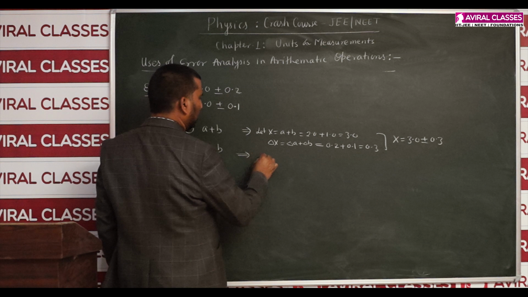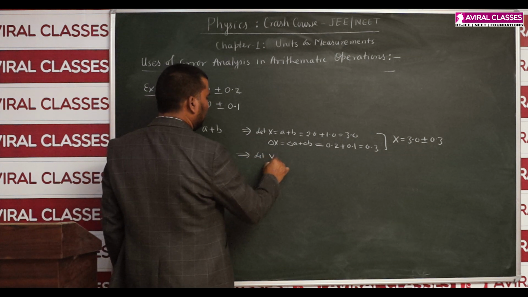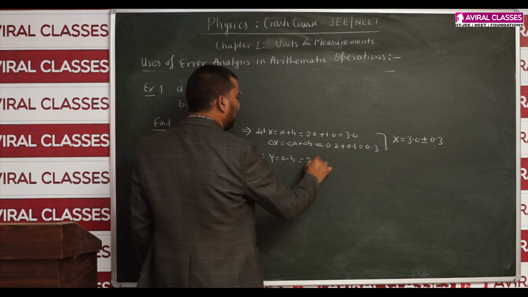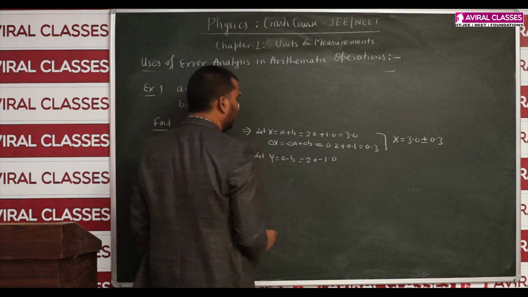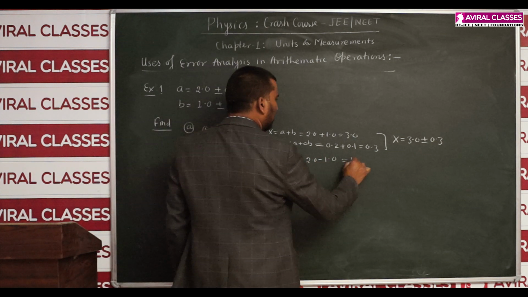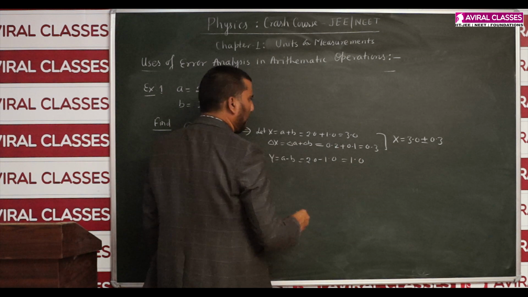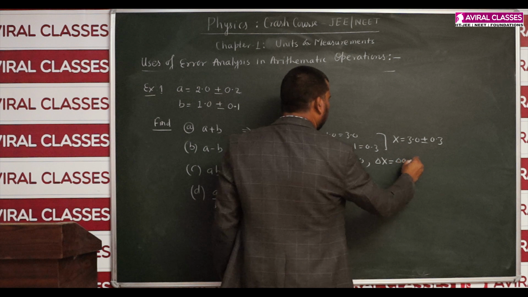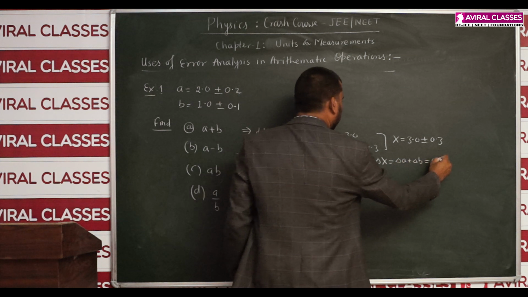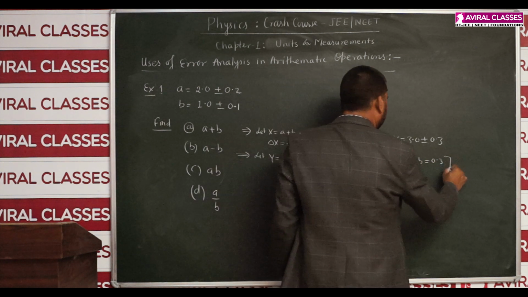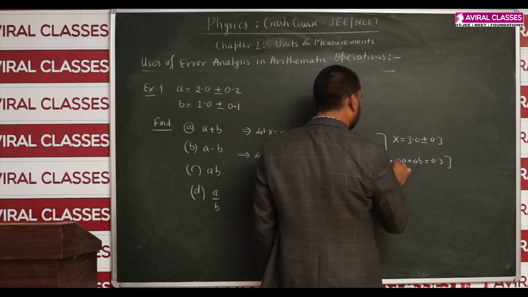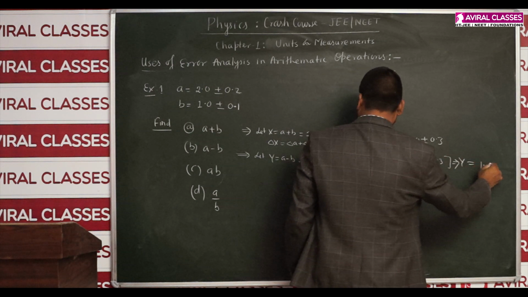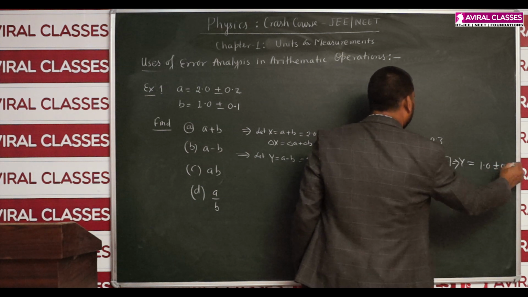For this, let y is a minus b. A is 2.0, b is 1.0. So answer is 1.0. Now delta x will be exactly same like the previous case, 0.3, and answer is delta y. Y is 1.0 plus minus 0.3.